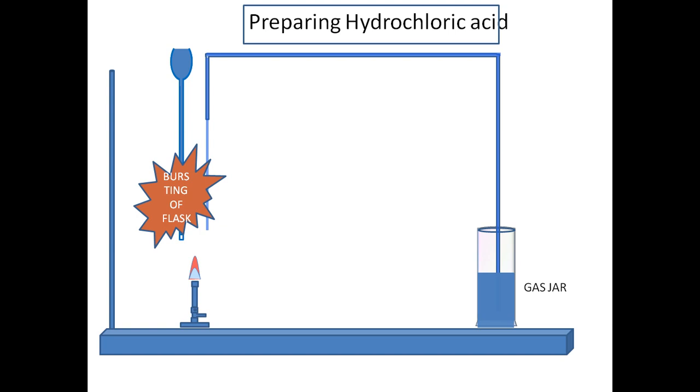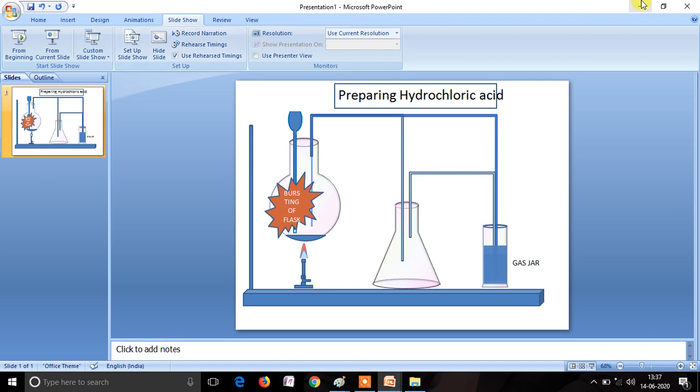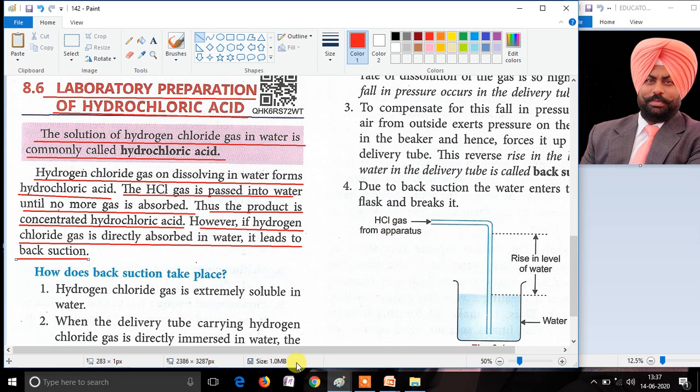This presentation shows that hydrochloric acid can't be prepared by directly passing hydrogen chloride gas through water. The phenomenon which took place here is known as back suction.